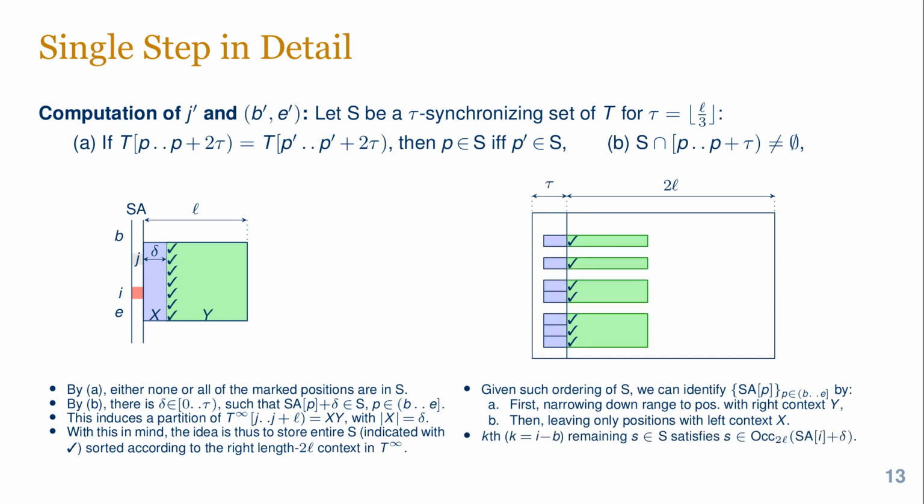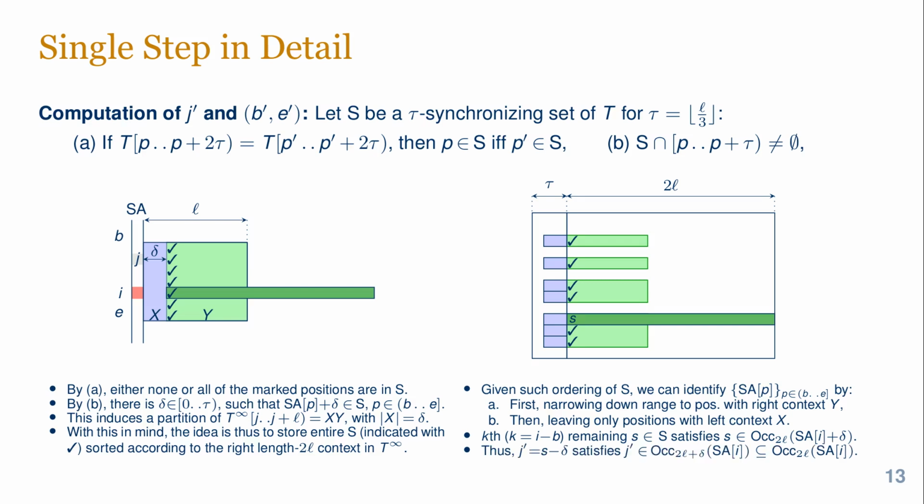Selecting the kth remaining position S gives us an element of the set OC to L of SA of I plus delta. To see this, recall that positions from S in both left and right figure are sorted by right context of length at least 2L. Therefore, since we also have that S is preceded by the string X, it holds that position J' equal to S minus delta matches the suffix SA of I on a prefix of length 2L plus delta, which is greater or equal than the length 2L required for J' to be a new witness.